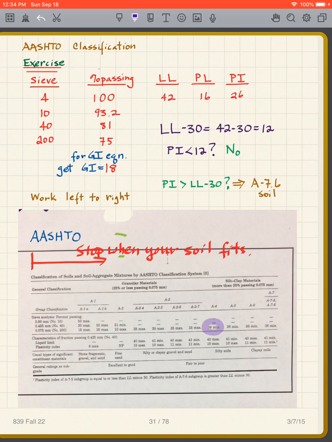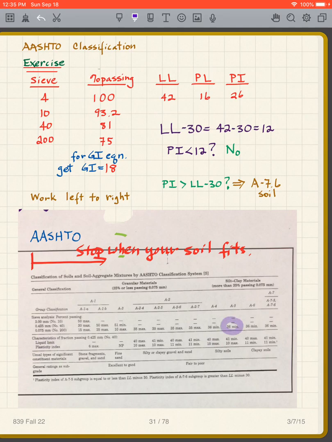Now what? In other words, I have to have at least 36, and I've got 75. So I can check this out. So now let's see what else is here. Well, it says the maximum liquid limit is 40. Well, my liquid limit is 42, so I'm too high in the liquid limit. I have to keep going.